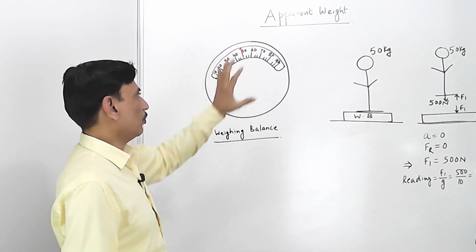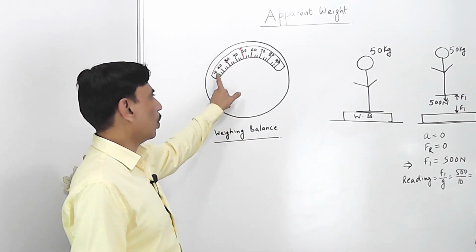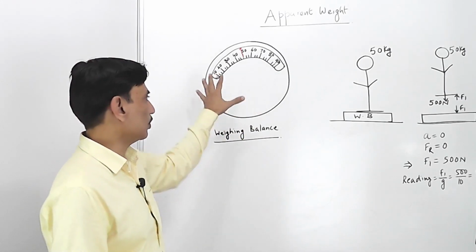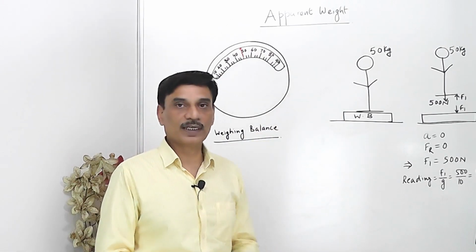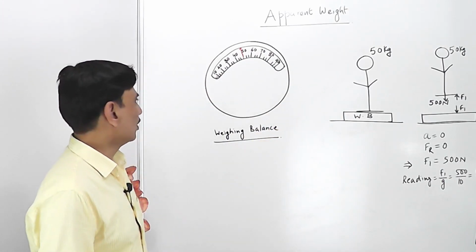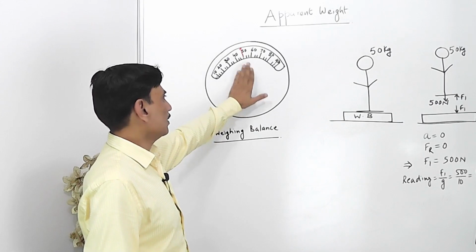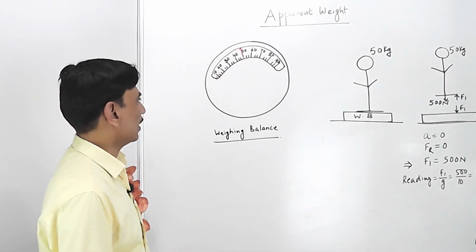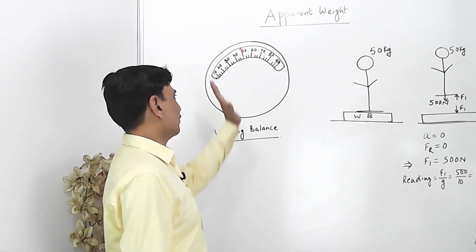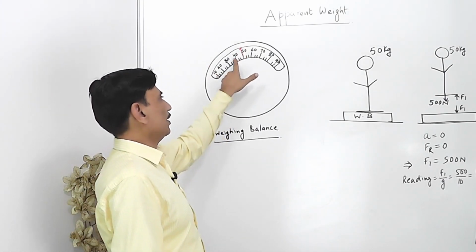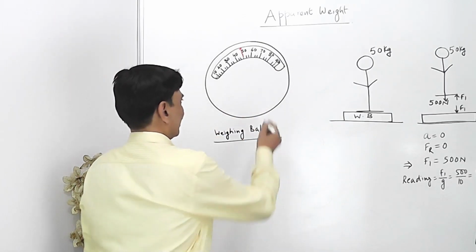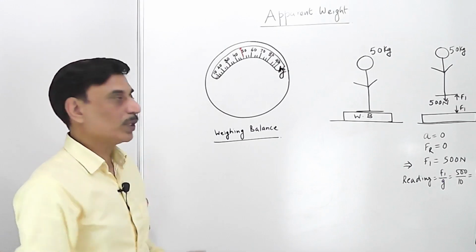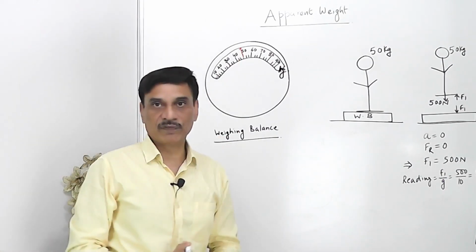This is a top view of the weighing balance. Here are all the masses, all the weights, shown in kgs. I'll come to this later, why we say weight in kgs. When a person stands here, obviously the needle moves. This is a mechanical weighing balance. Suppose it has moved to 50, and all the readings are given in kg. So we say my weight is 50 kg.